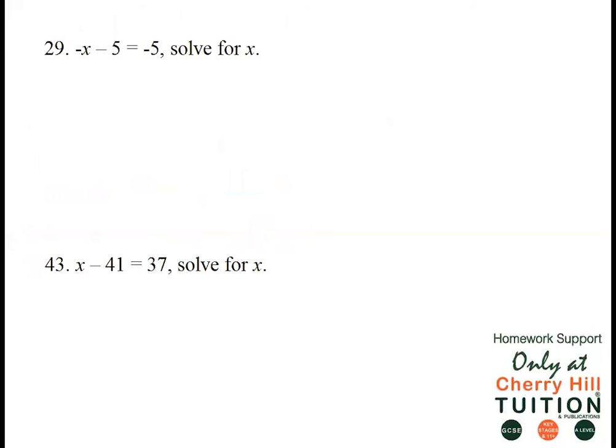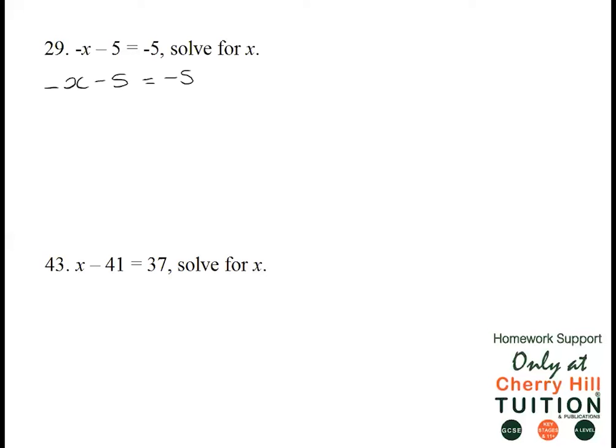We are now given algebraic equations which require us to solve for an unknown. In this case, we are solving for the x. So we have minus x minus 5 is equal to minus 5. Now, when we are solving for an unknown, it is very important to work out what is stopping the unknown from being alone.